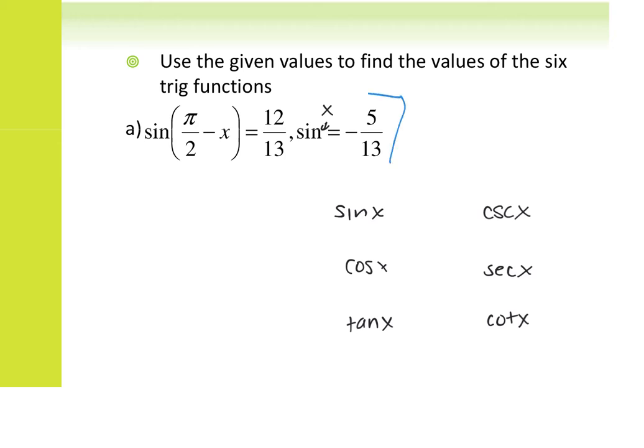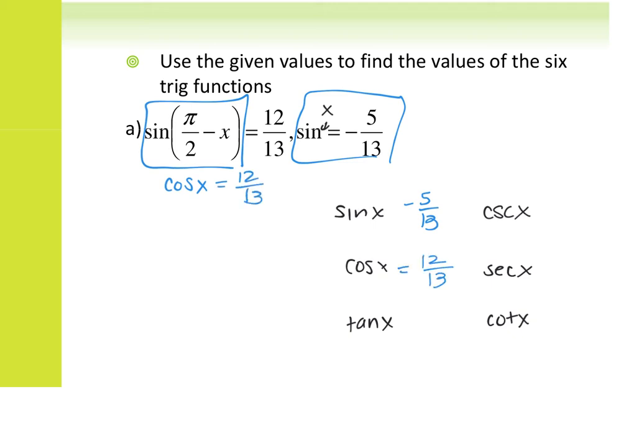So the sine is already given. It's negative 5 over 13. What does this mean? Sine of pi over 2 minus x is the same thing as what? Cosine of x. So this is telling you cosine of x equals 12 over 13.